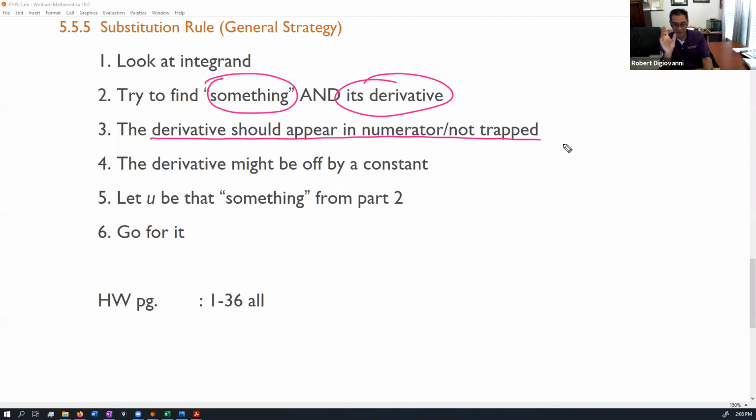And there's another little caveat to this. That derivative that you're looking at might be off by a constant. So it's okay if it's off by a constant. Don't worry about it if it is.